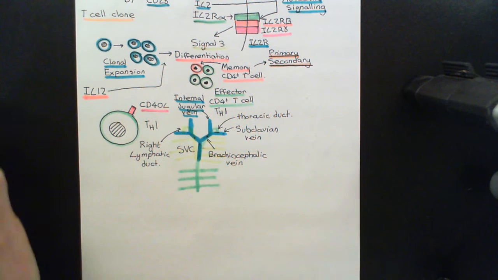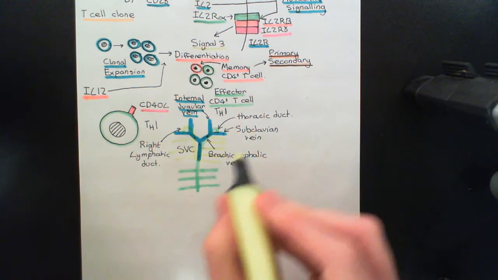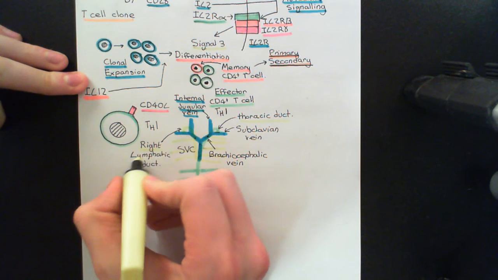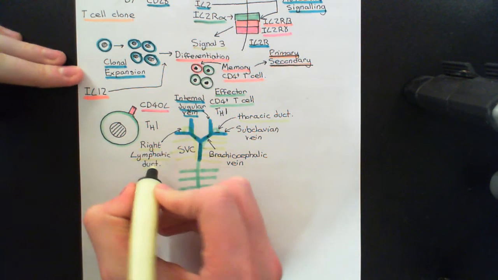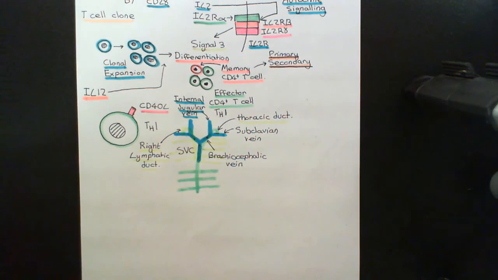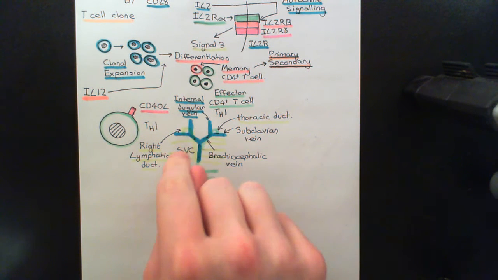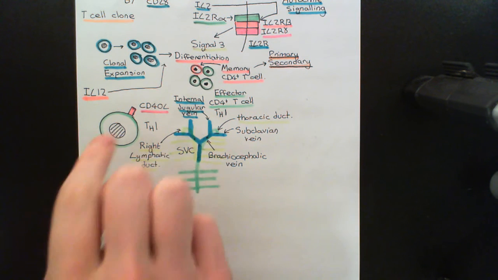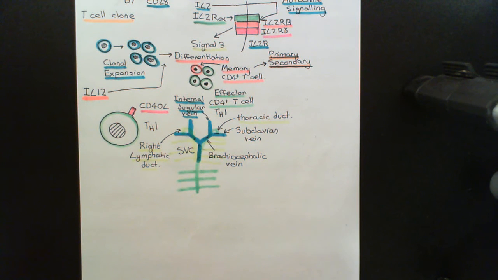So why have I drawn this? Why have I shown you this? Well, it's just to remind you that the lymphatic system does eventually drain into the circulatory system. So these T helper 1 cells that are currently in the lymphatic system can get back into the circulatory system, and this is how they will get back. So T helper 1 cells are going to drain through the lymphatic system back into the circulatory system.